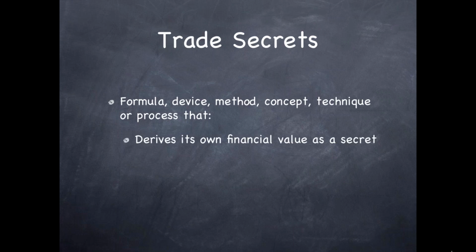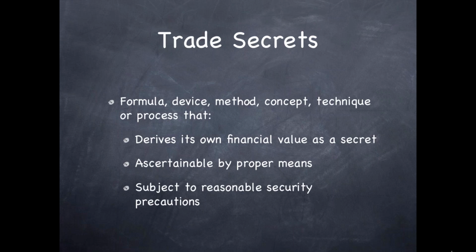So when we're looking at trade secrets, we're looking at something that has 3 specific elements. So number 1, it has to have financial value as a secret. The fact that it's not broadly known gives us additional financial value. Secondly, it has to be ascertainable by proper means. This means that there has to be a right way to learn it. And then lastly, subject to reasonable security precautions. So you have to have in place security precautions.